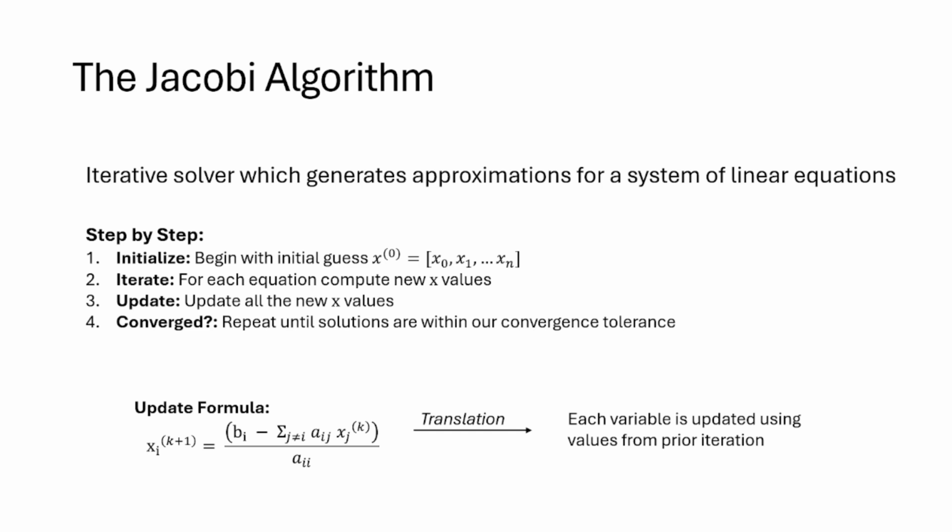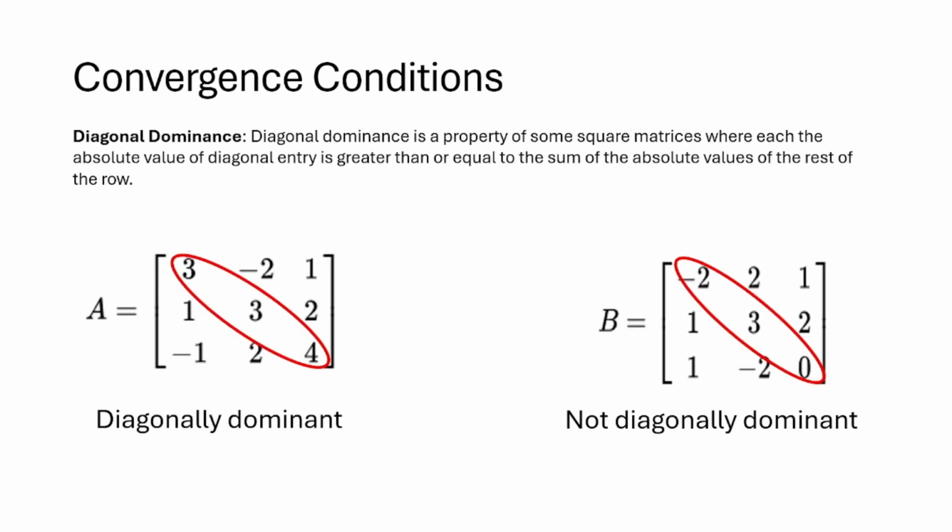Below you can see the update formula, which loosely translates to each variable being updated from the prior iteration. But it's important to note not all matrices are created equal, and some matrices do not converge with the Jacobi method. Therefore, we can check if a matrix meets the convergence criteria. The convergence criterion being diagonal dominance, which is the property of square matrices where each absolute value of the diagonal entry is greater than or equal to the sum of the absolute values of the rest of the row.